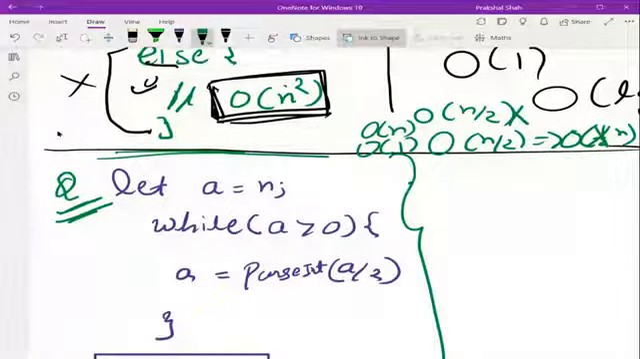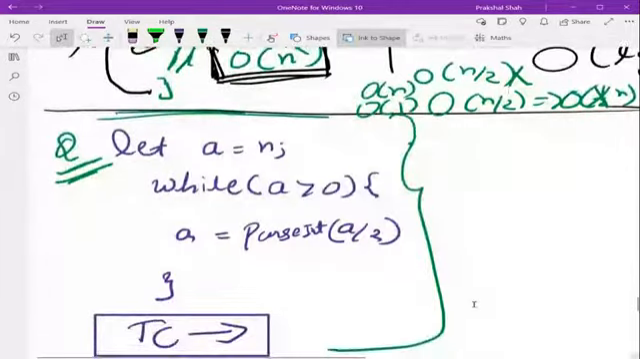Okay Vaibhav, that should not come as an answer, right? It should not come as an answer. N is decreasing exponentially. Okay, I'll explain that. Anyone else want to comment on this, want to tell something on this?